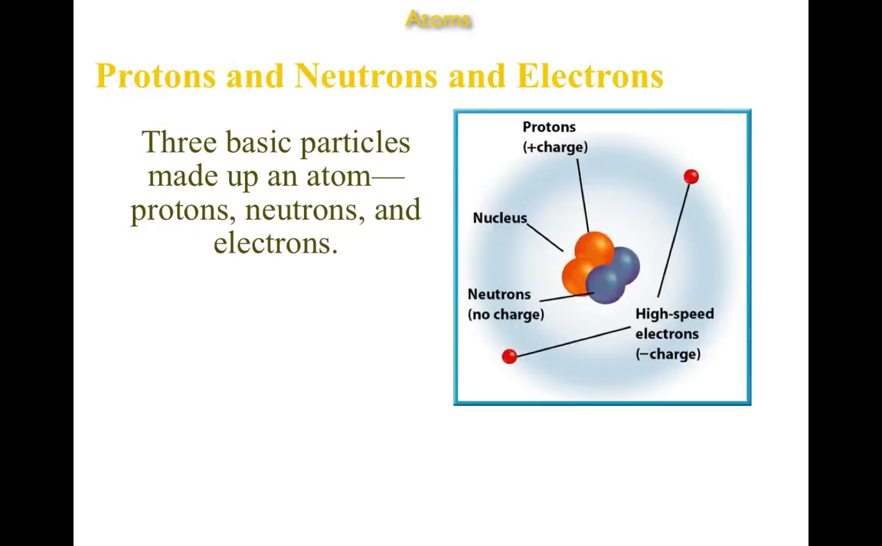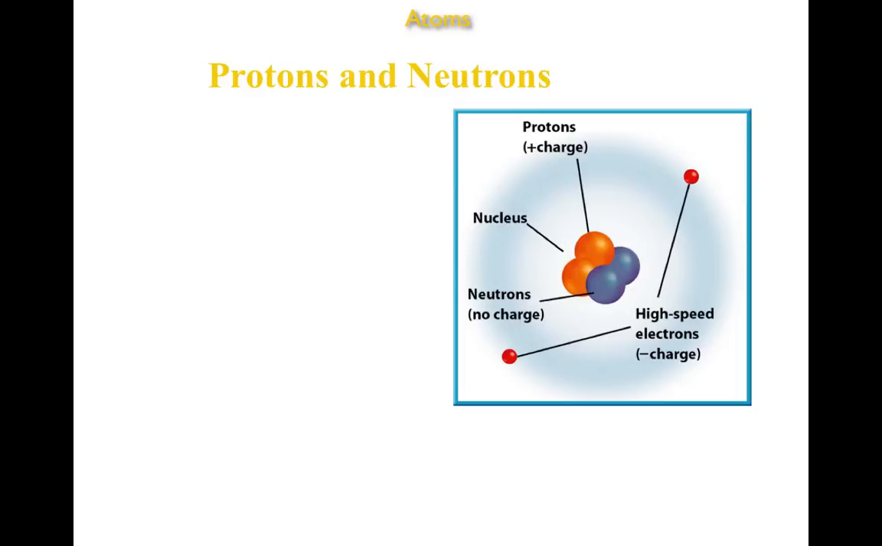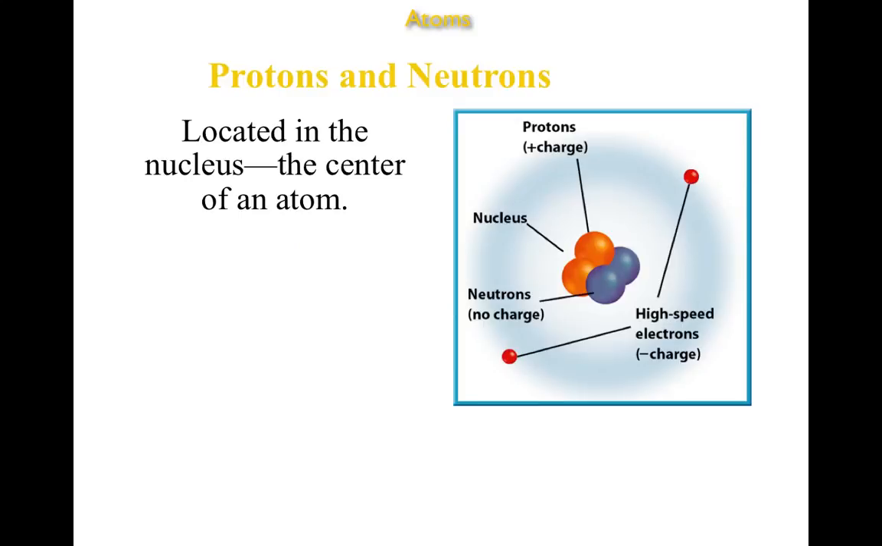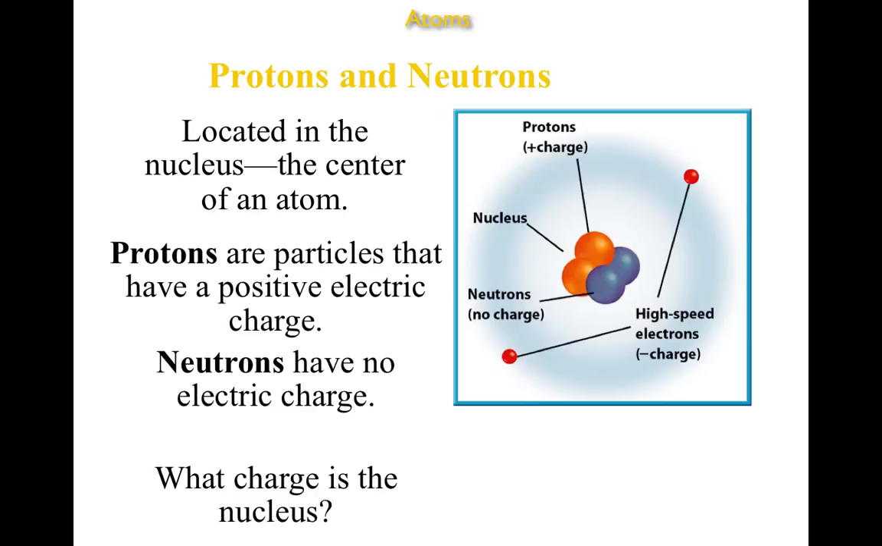So what makes up an atom? Well, first of all, let's go back here. Atoms are made up of protons, neutrons, and electrons. There's three basic particles that make them up. If you notice, the protons in this picture have a positive charge and they're in the nucleus, and the neutrons have no charge. The electrons are on the outside and they have a negative charge. So, protons and neutrons are located in the nucleus of the atom, which is the center part of the atom. Protons are the particles that have the positive charge, and neutrons have no charge at all.